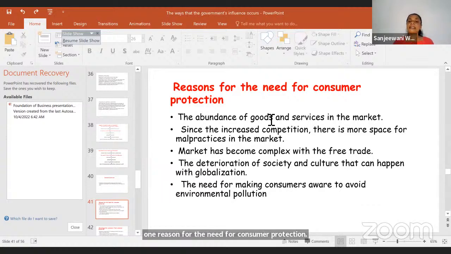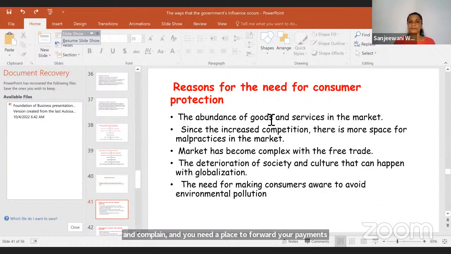Then, since there is increased competition, huge competition, one is competing with another and that one is competing with yet another, there are more chances for malpractices in the market. So you need protection, right? You need a place to go and complain, and a place to forward your grievances.